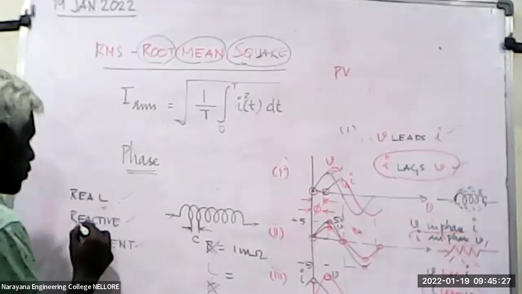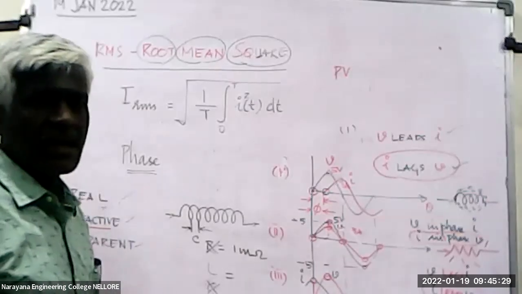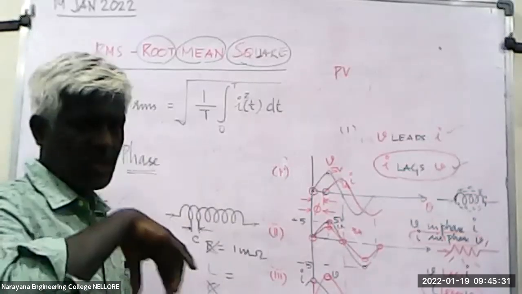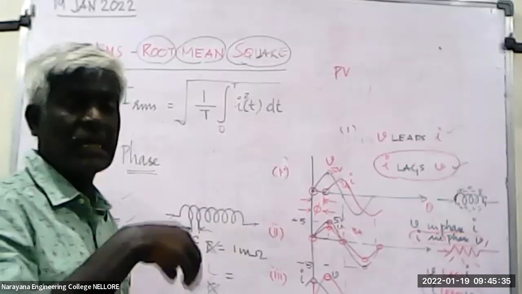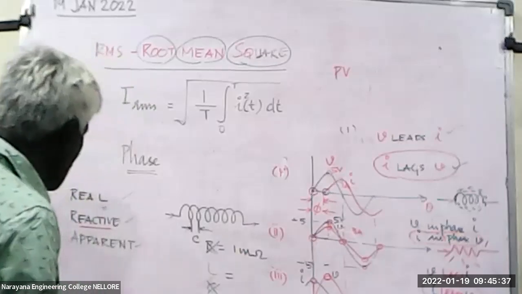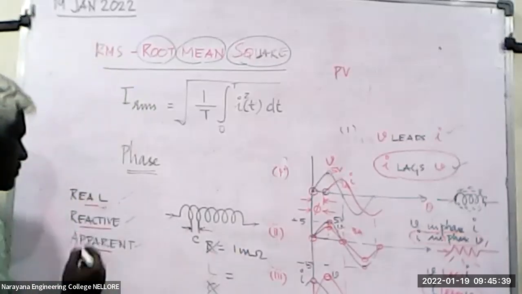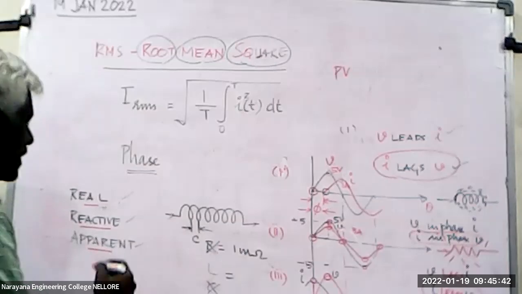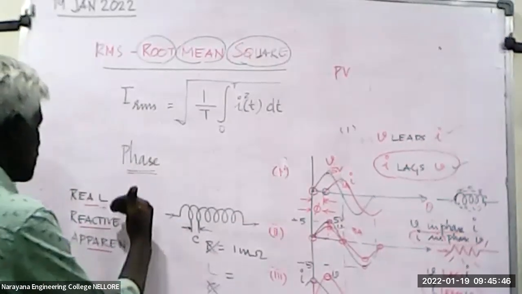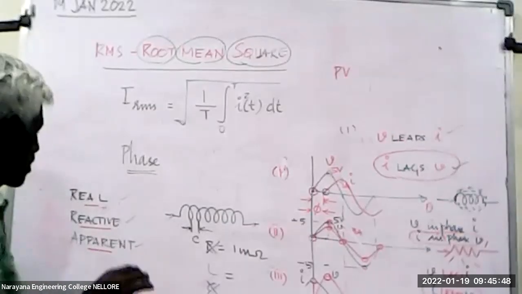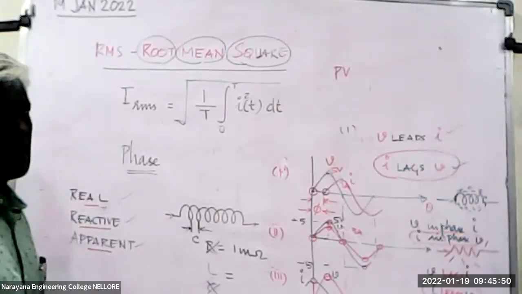So reactive power may be called the consumption of power by the inductive and capacitive components. And what is this apparent power? Yeah, addition of these two, real and reactive power, we call it apparent power.